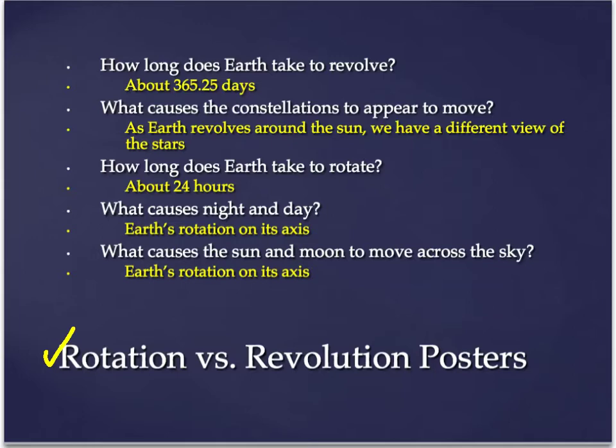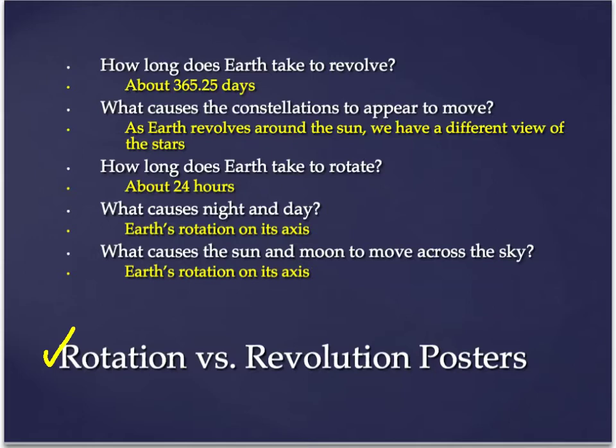What causes the constellations to appear to move? It's going to be as Earth revolves around the sun, we have a different view of the stars, especially along the ecliptic, the path that the sun and all the planets are found on in the sky. Those constellations that are around Polaris are going to be there all year. They're going to be in different spots in our sky as Earth rotates, but they stay.